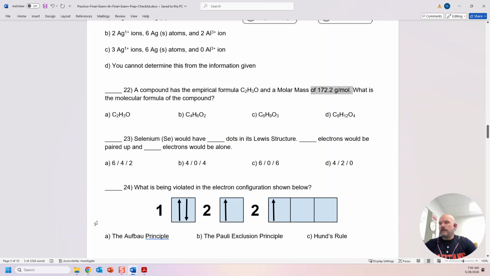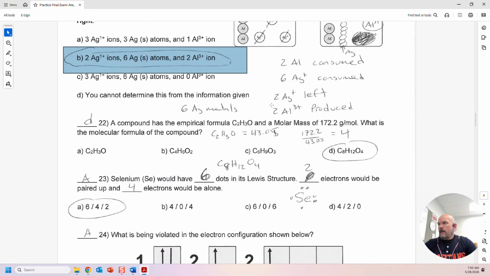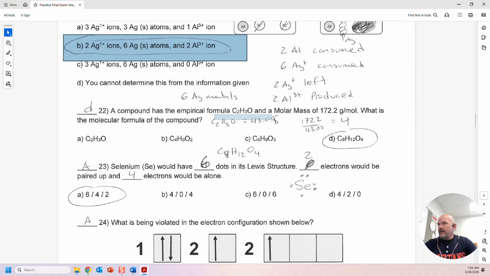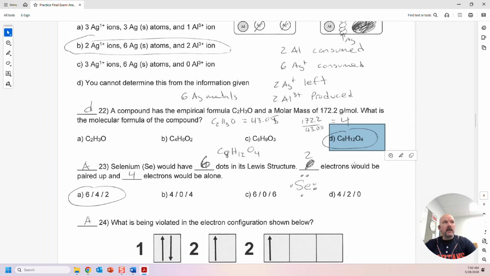Okay, so when we add this up, this comes out to be around 43. So if we do 172 divided by 43, we get 4, and then we just have to multiply our subscripts by 4, and we get our molecular formula. Okay.